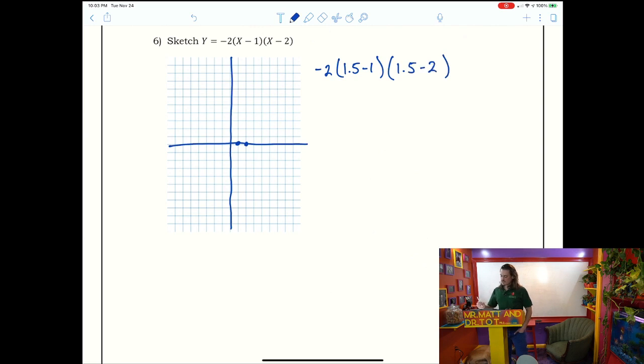So 1.5 minus 1 is going to be 0.5. 1.5 minus 2 is going to be negative 0.5. That's going to give us a negative 0.25, which should give us 0.5 overall. But let me just check that. 0.5 times negative 0.5 times negative 2. Yeah. We get 1/2. So at x is equal to 1.5, y is equal to 1/2.